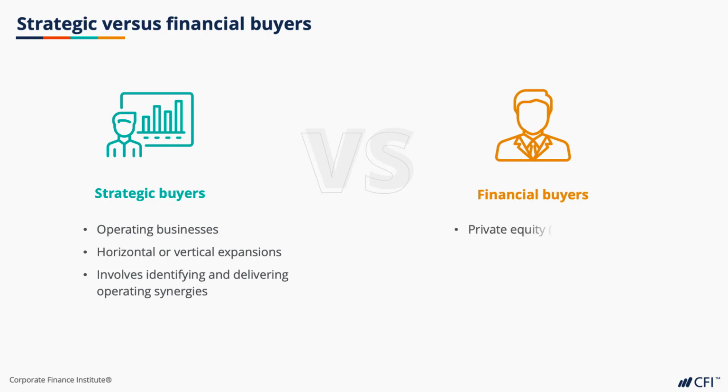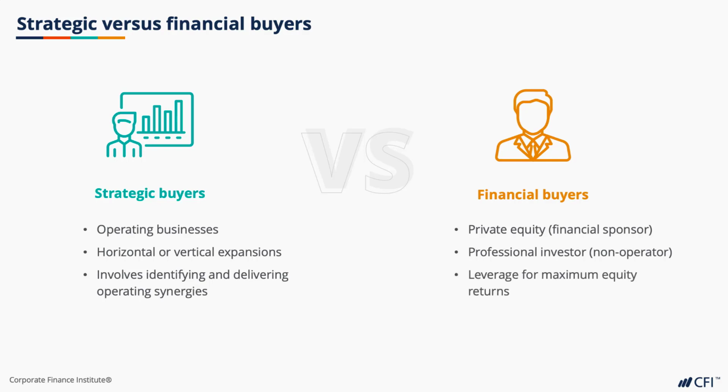Then on the financial buyer side of things, we're talking about private equity firms or financial sponsors. They are professional investors and non-operators. They will be looking to use leverage, which is to borrow money to get maximum equity returns and maximum IRRs. It's not clear and it cannot be generalized as to which is a better type of buyer in any transaction. Sometimes a strategic buyer can pay more because of synergies and strategic value, but sometimes a private equity firm or financial sponsor can pay more due to the leverage and the higher equity IRR that they can achieve.